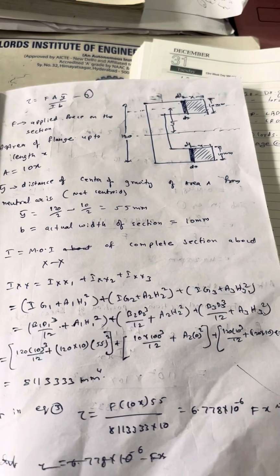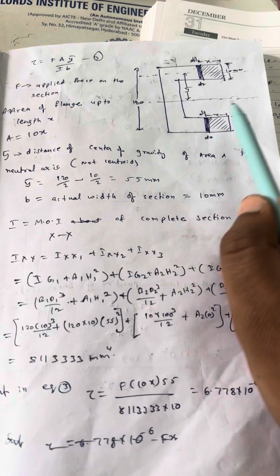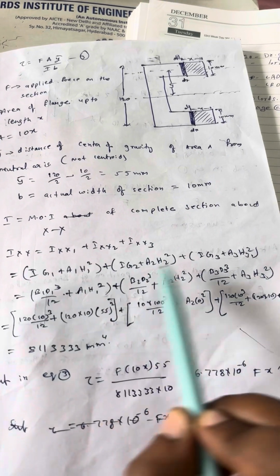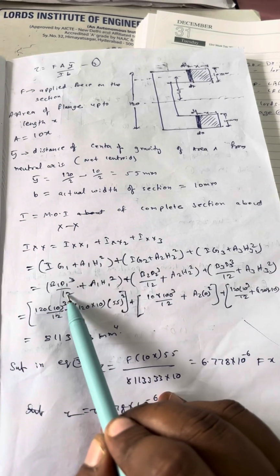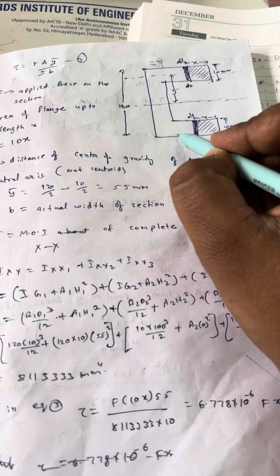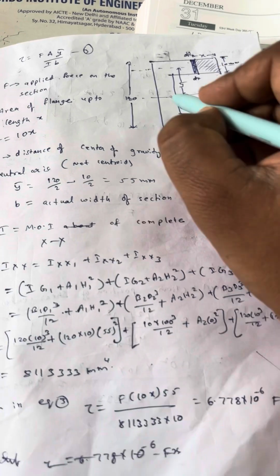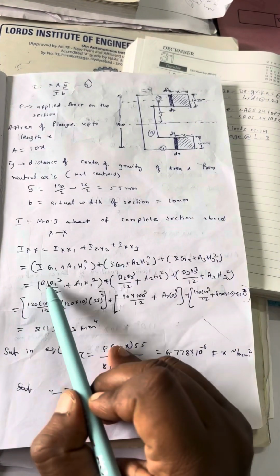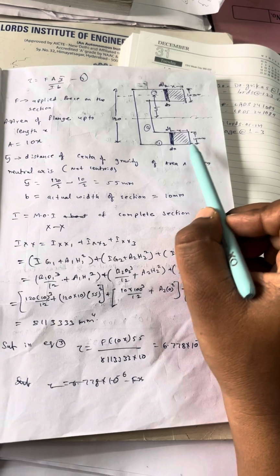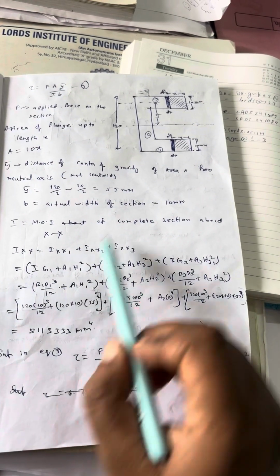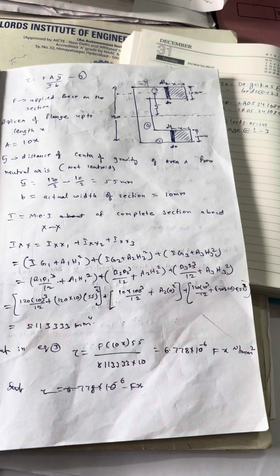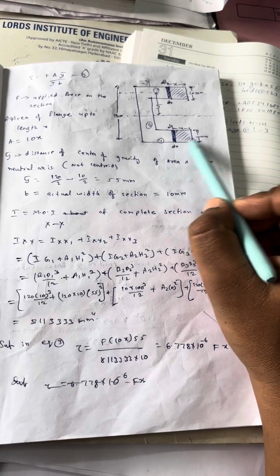I is the moment of inertia of the complete section about Ixx. We know this formula: Ixx equals Ixx1 plus Ixx2 plus Ixx3. Ig means b d cube by 12 plus A h square. Let us take the first, second and third section. Three sections are there. If you take the first section, b is 10, d is 120, and area is 10 into 120.